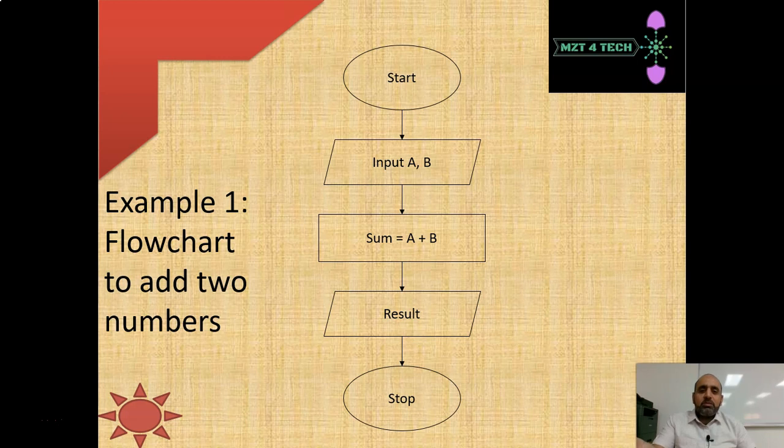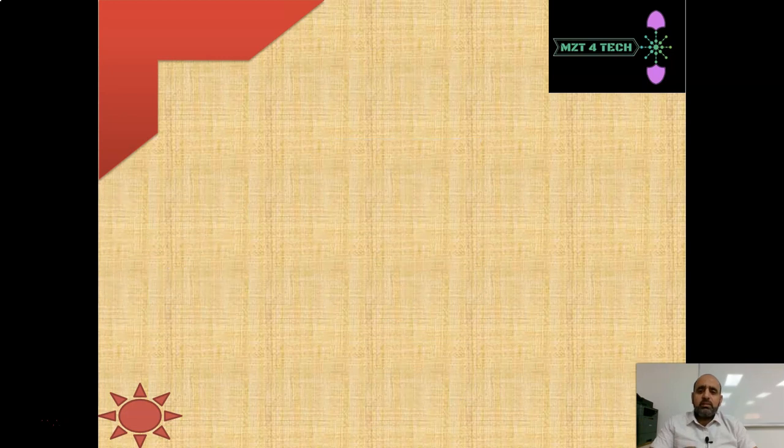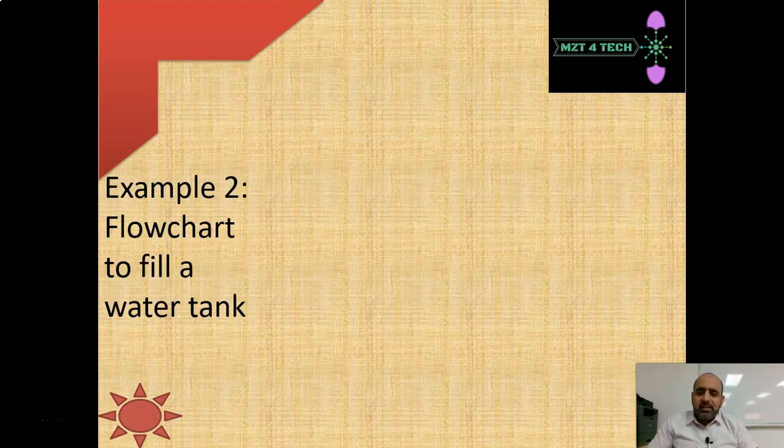This flowchart can also be used to multiply two numbers, to divide two numbers, or to multiply more than two numbers. You can do it by yourself. Now, the next example is a little complex, because it is going to use the decision symbol also.